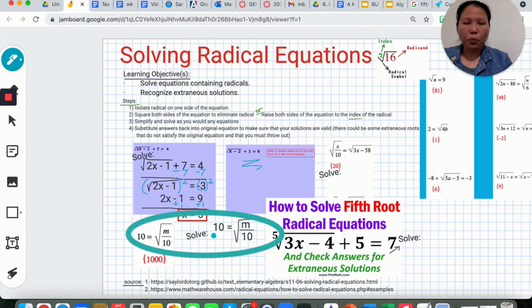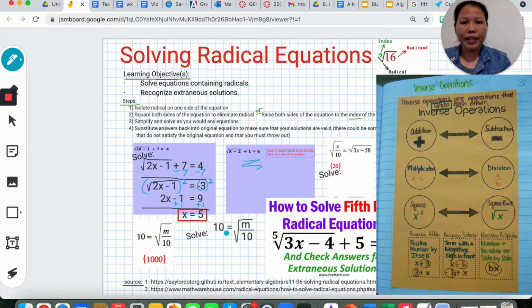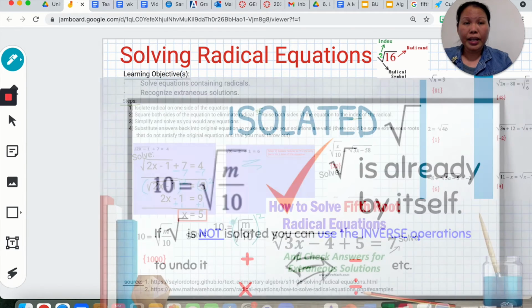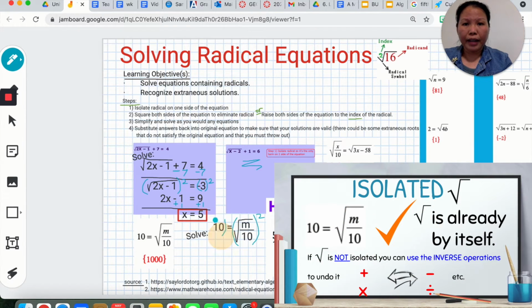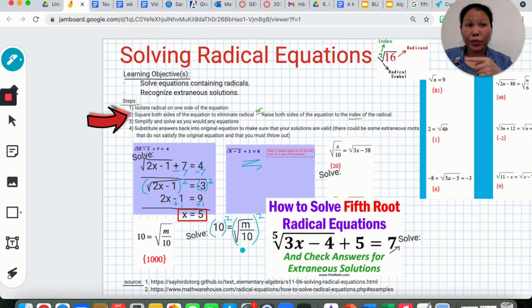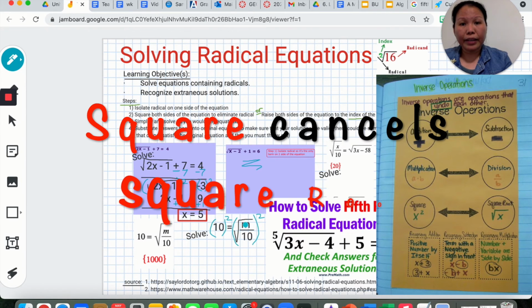The next problem, we are going to show the solving process over here. I have 10 equals the square root of this fraction, m over 10. Because it's already isolated, I can go ahead and square both sides in order to get rid of that square root. I raise both sides to the second power. Because it's a square root, we raise it to the second power. The 2 exponent and the square root here will cancel each other out.